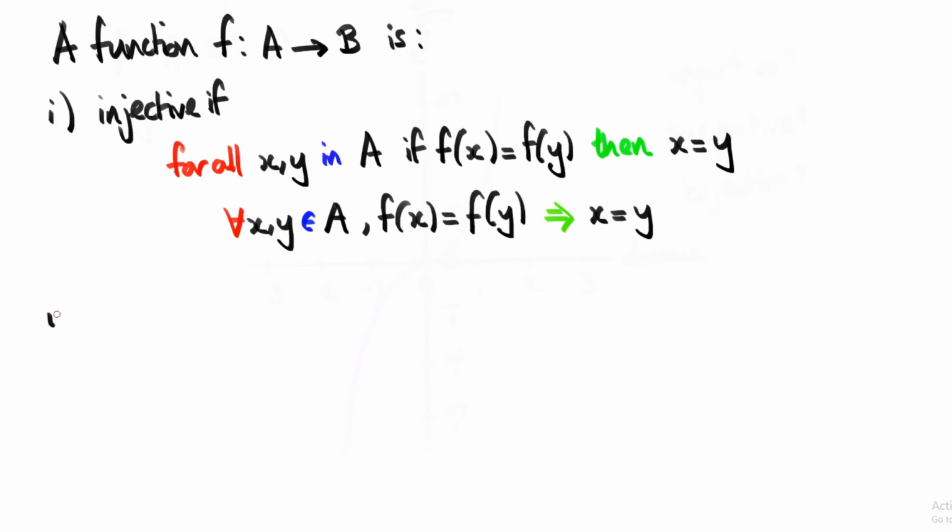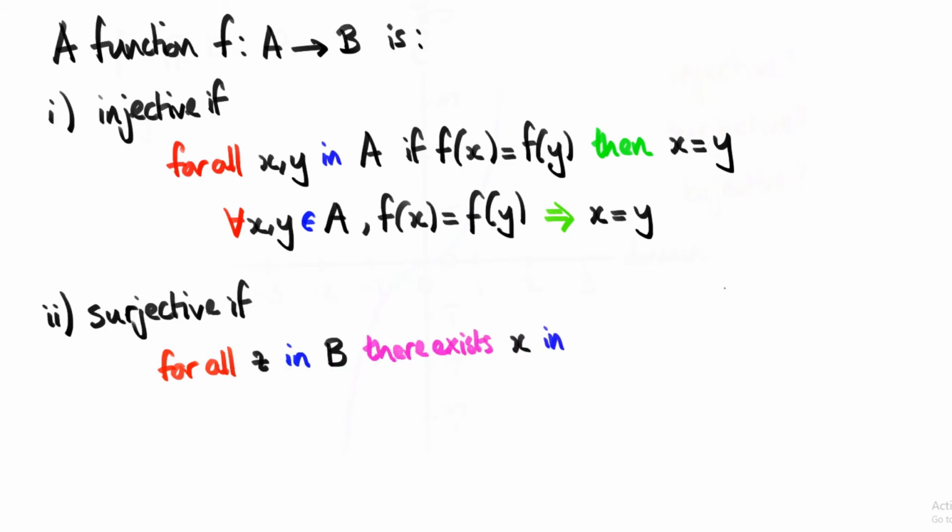And now, what about surjective? A surjective function means that for all elements in B, there exists a corresponding element in A, such that the function of the element in A is equal to the element in B. Do you agree that this is what we mean by surjective? That we can reach every element in B with some element in A. I'm going to leave it for you to translate into mathematical notation. If you have any questions, please ask them in the comments below, and thank you for watching the video.